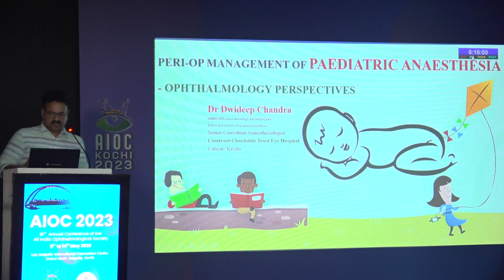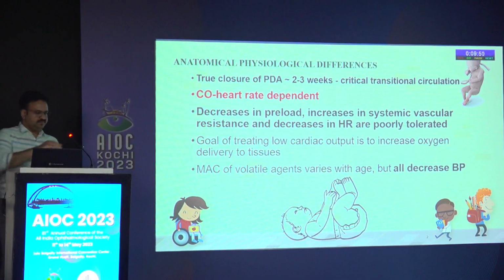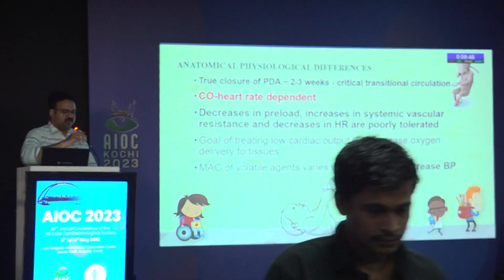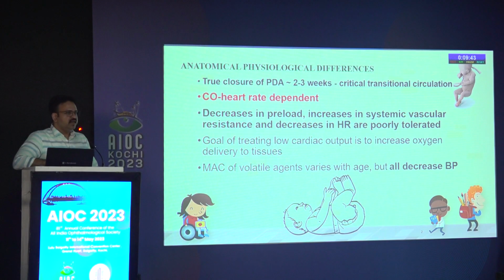Good afternoon. Myself, Dr. Dwideep Chandran. So we look into pediatric anesthesia management. Initially we'll see what are the anatomical and physiological differences between a pediatric patient and an adult patient. As we have already discussed, just like in the cataract, babies are not miniature forms of adults. So there are a lot of anatomical and physiological differences between the pediatric and adult population.